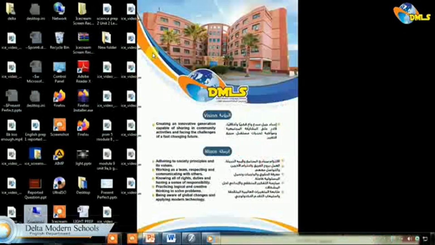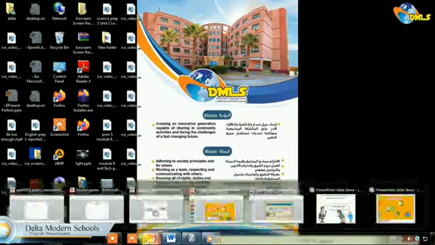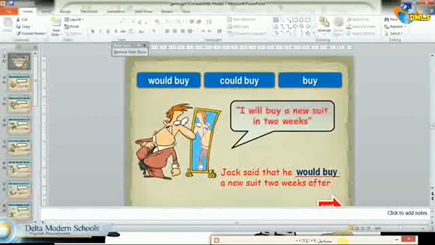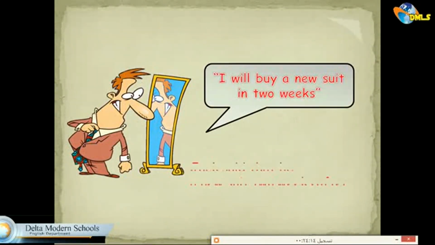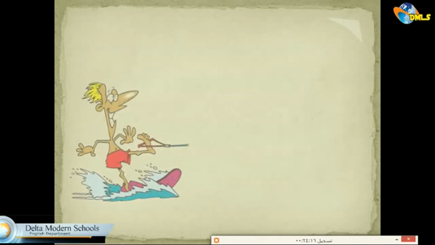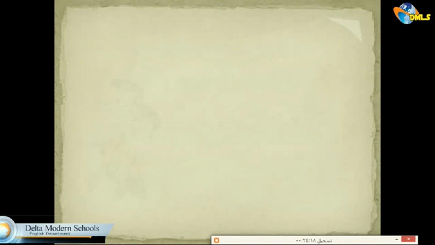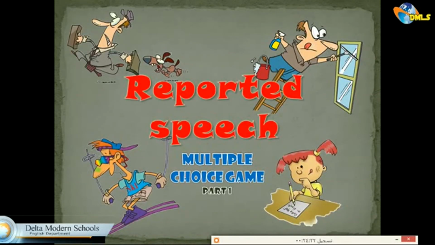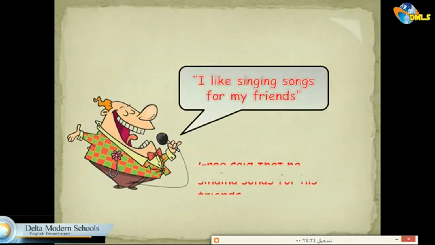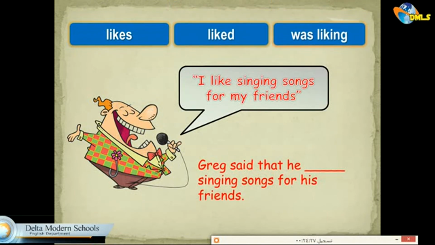Now, we are going to play a game. Do you like games? Yeah, of course you like it. Our game is about reported speech. Are you ready? Okay, let's see. Here is a boy saying, "I like singing songs for my friends." You have to change it to indirect speech using these verbs above the page.